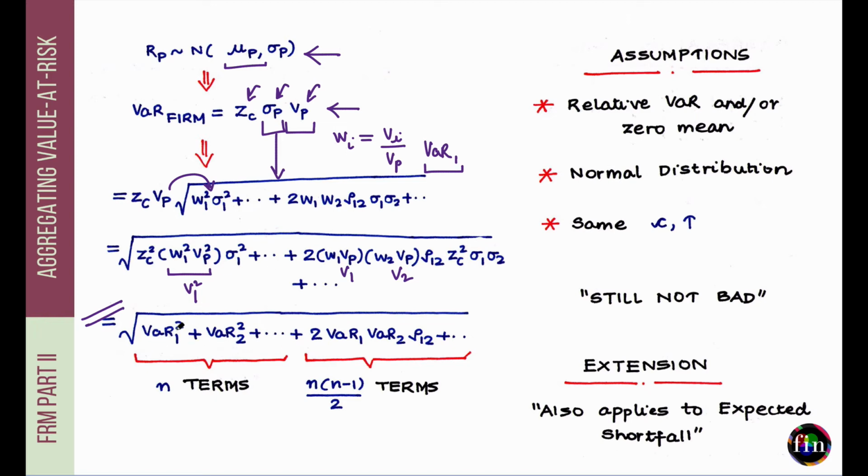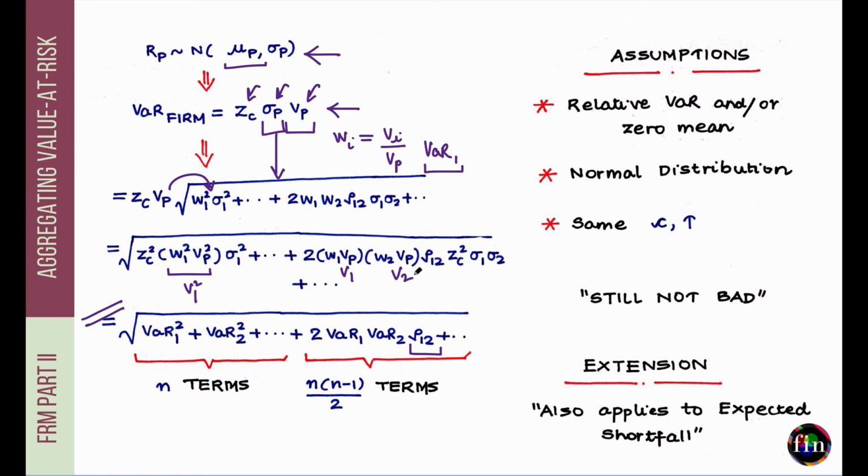You will have VaR1 squared plus VaR2 squared all the way till VaRn squared. These are n terms. Plus you will have the cross terms. These are terms which will have VaR1, VaR2, VaR2, VaR3, and so on. So these are nC2, or n into n minus 1 by 2 terms. These are all the VaRs taken in a pairwise manner. And these terms include the correlations. These correlations are the correlations between the returns of the individual businesses pairwise.